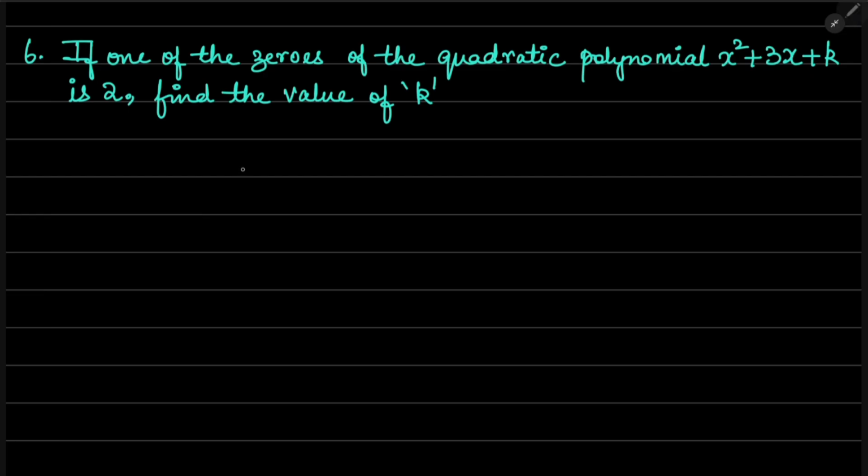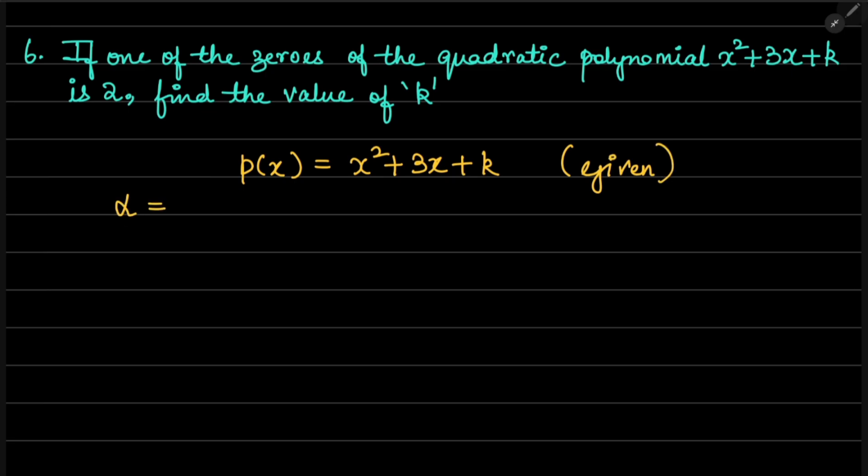So here, the given polynomial, let it be p of x equal to x square plus 3x plus k. This is given in the question. So one of the zeros, let alpha be 2. One of the zeros of the polynomial is given. So if one of the zeros is 2, find the value of k. Now, here, what is a and what is b and what is c? A is 1, b is coefficient of x, which is 3, and your c is nothing but k.